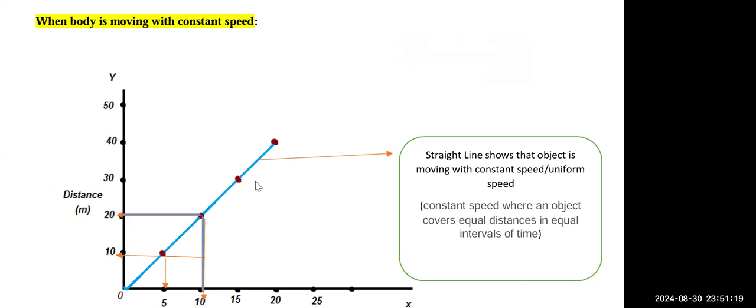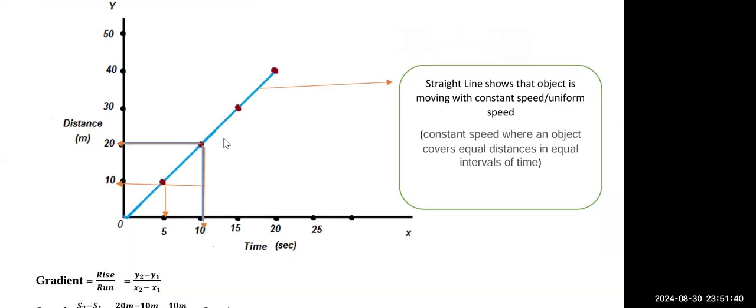So in that case, the graph will be a straight line. A straight line shows that the object is moving with constant speed. And sometimes you will see the term uniform speed. Uniform means there is no change in the speed of the object. Is it clear?